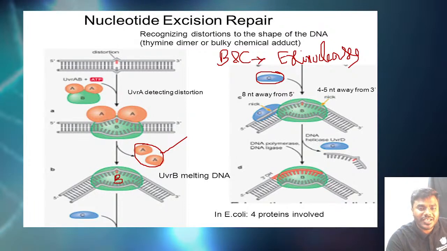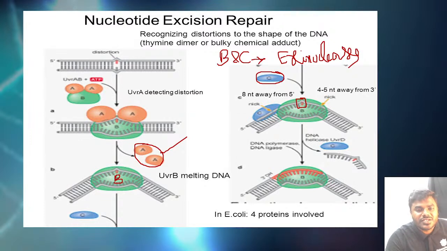All the students look into this. The blue color one is the UVRC and green color one is the UVRB. And friends, all the students look into the diagram. This is the area where the damage occurs. What is the UVRC doing? Everyone listen, what is the UVRC doing.